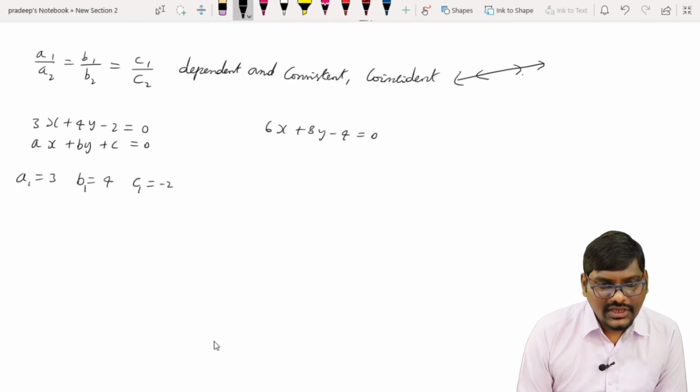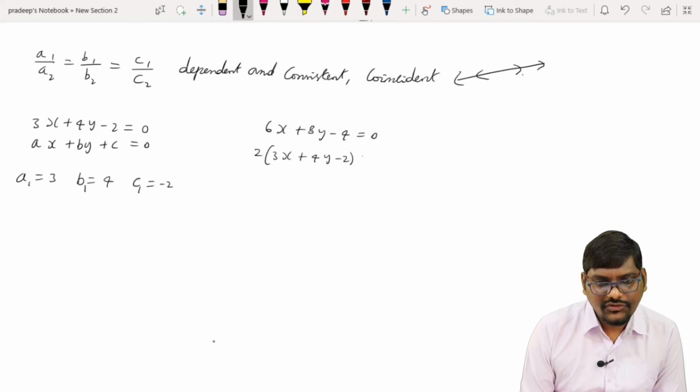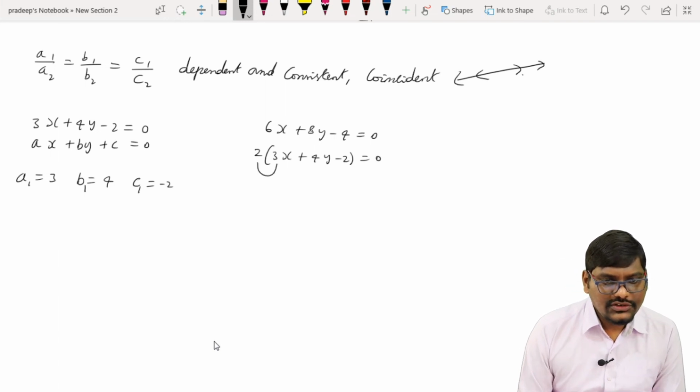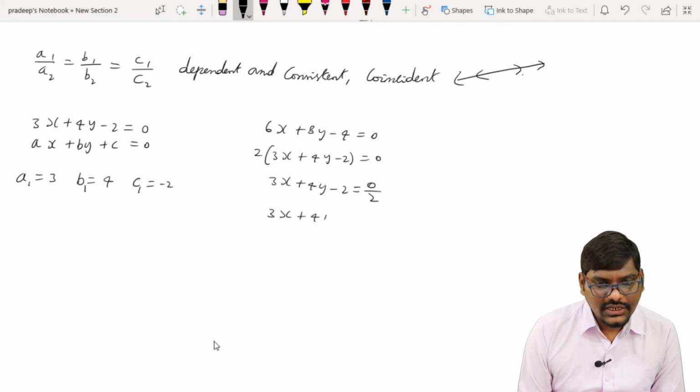Done. So now for this, see, is anything coming common here? So I can take 2 common. 2 3s are 6, 2 4s are 8, 2 2s are 4. So if I send this 2 to the other side, we'll get 3x plus 4y minus 2, 0 by 2. So this is 3x plus 4y minus 2, and 0 by 2 is nothing but 0.